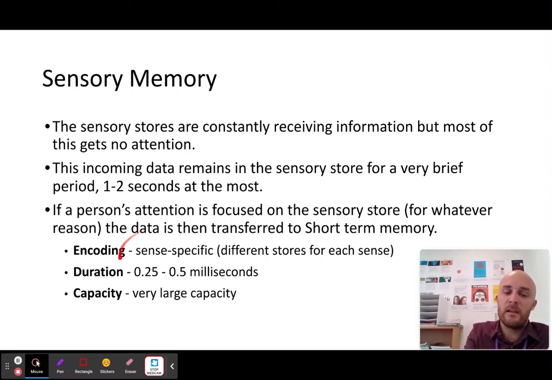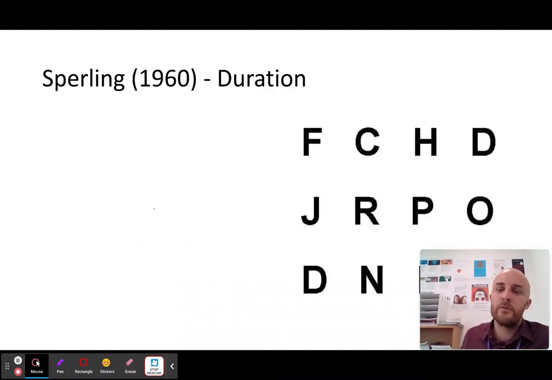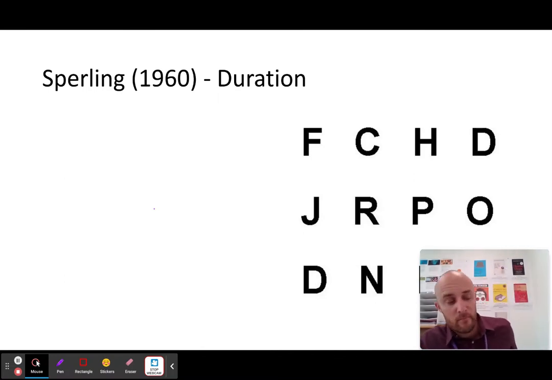The encoding is probably best just to put sense specific. So we store auditory information auditorily, for example. We store visual information, I don't know, maybe visually. So encoding is a bit of a difficult one here. You do need to know a piece of research for sensory memory. Sensory memory is very quick.